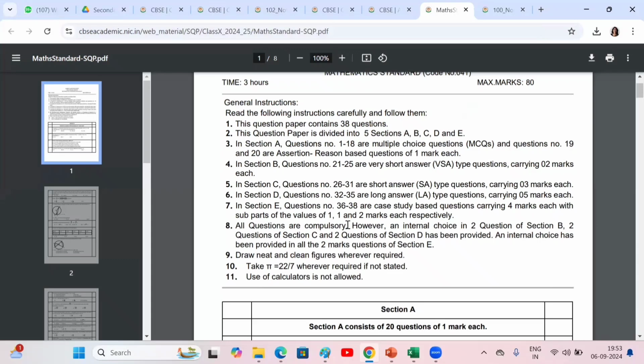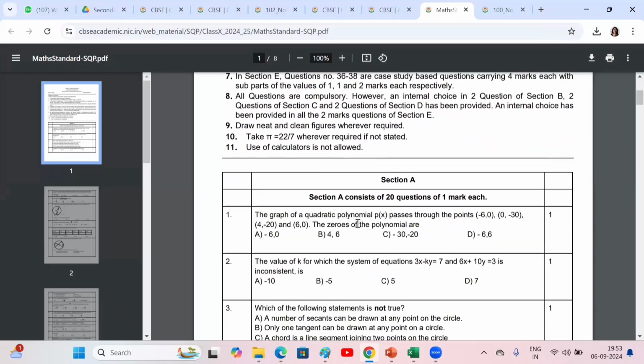All questions are compulsory, but internal choice has been provided for 2 questions in section B, 2 questions in section C, and 2 questions in section D. Now, again, in section E, in the 2 marker question, there's a choice, but apart from that, all questions need to be done. These are the instructions that are there.